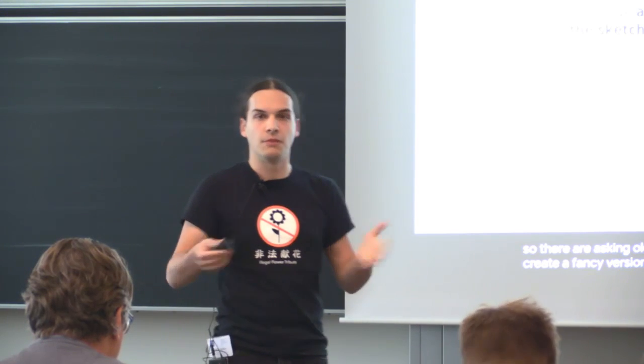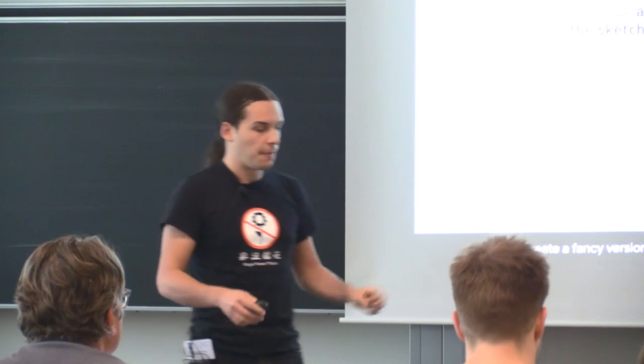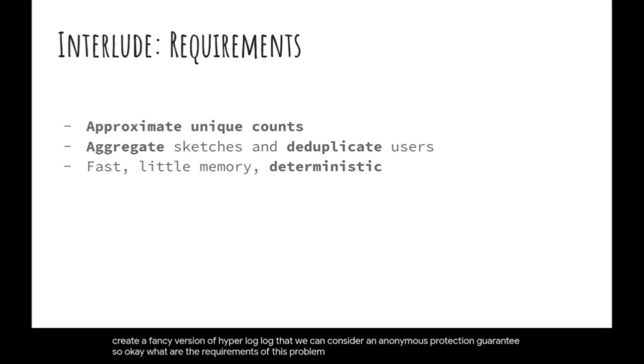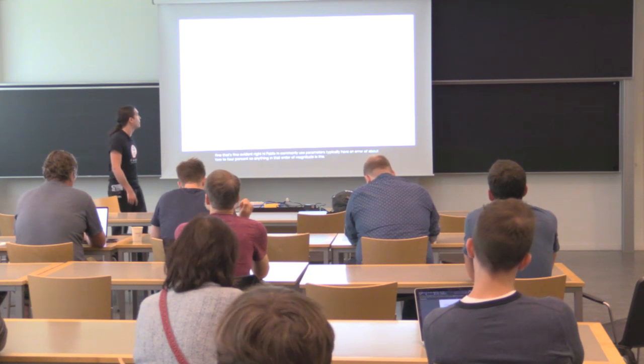And then relax all of these data protection guarantees. So, okay, what are the requirements of this problem? They want to approximate user counts, as I was explaining earlier. By approximate, I mean they don't need an exact answer, right? If they can have an answer that's true up to a few percent either way, that's fine with them. HyperLogLog in commonly used parameters typically has an error of about 2 to 4%. So anything in that order of magnitude is okay.